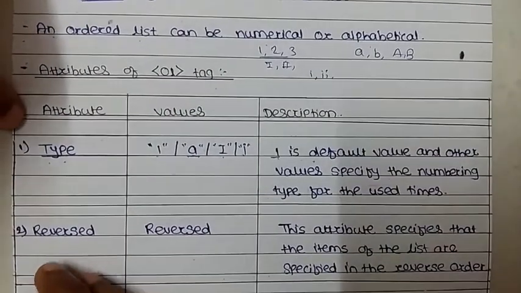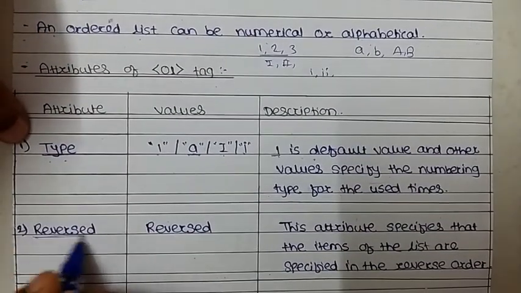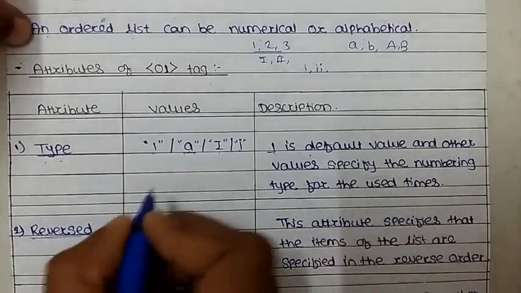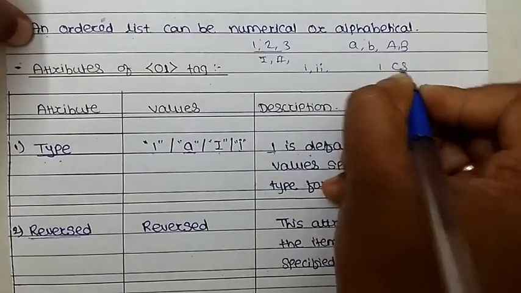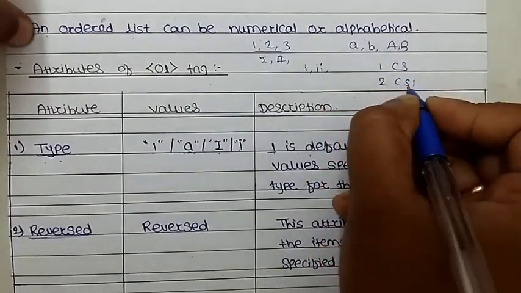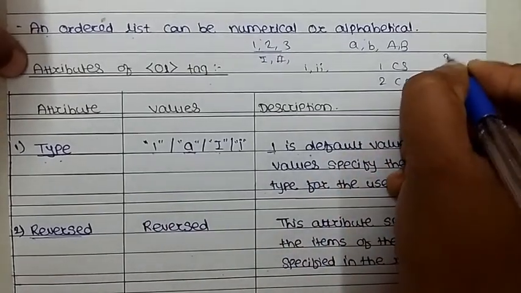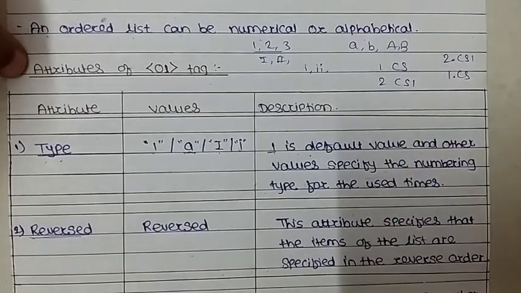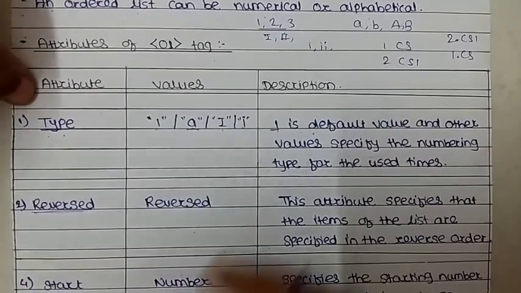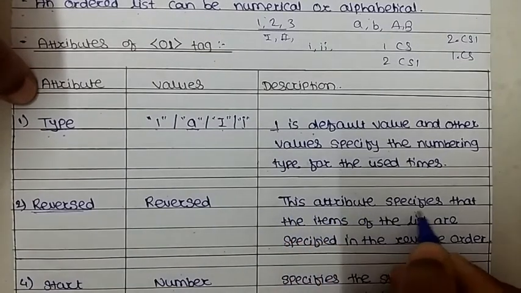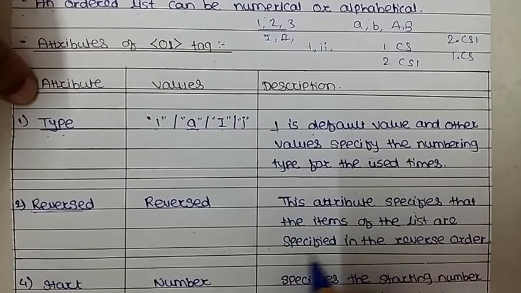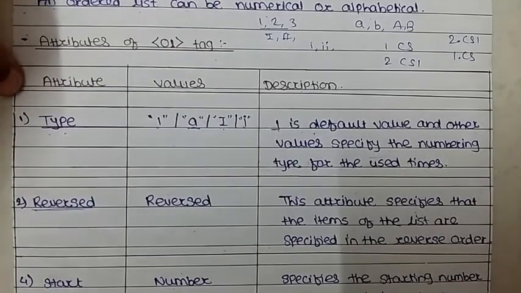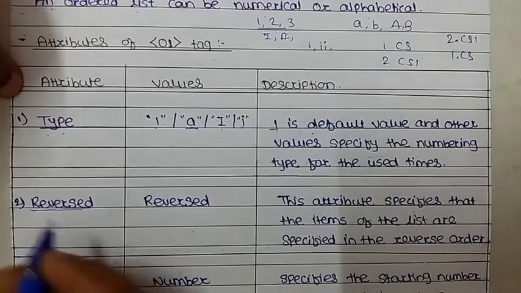Now the next attribute is reversed. The name indicates what? Reverse means whatever the sequence is, we have to reverse it. Suppose I want to give 1 as CS, 2 as CS1 like this. When we write reversed, it is printed as 2 CS1, 1 CS, like this. That means we have to reverse the sequence. Clear? So this attribute specifies that the items of the list are in reverse order. If we want to display the list in reverse order, then we have to set this attribute, that is reversed.